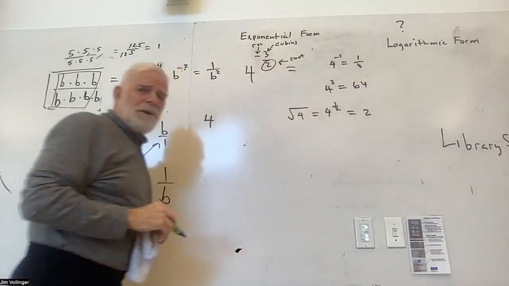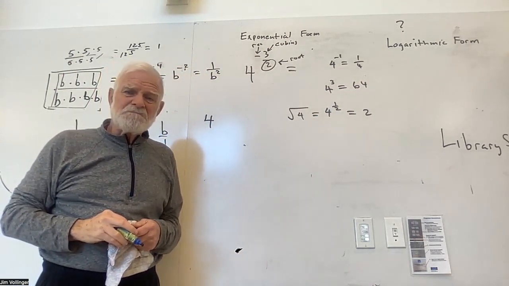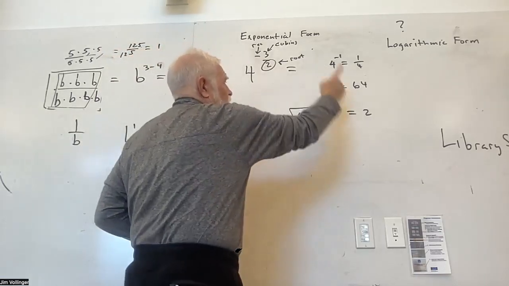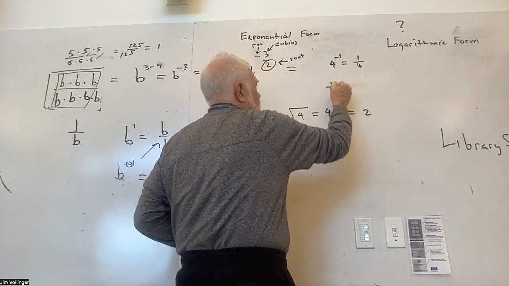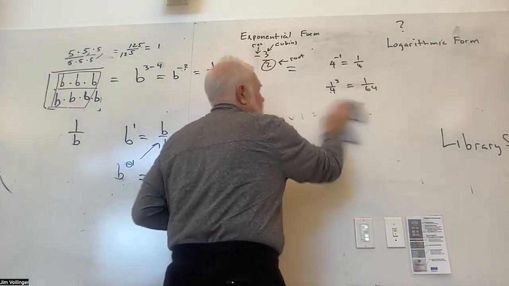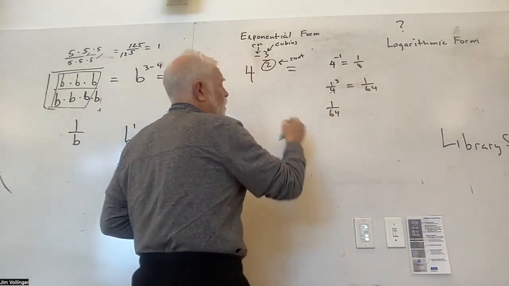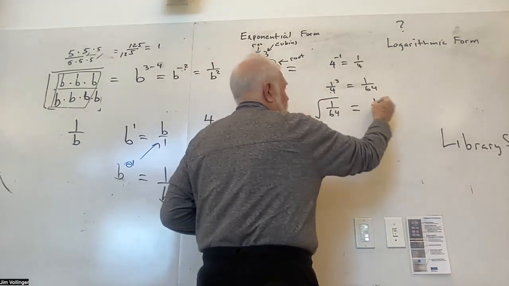Now, the interesting thing about these operations, it doesn't matter which one you do first. We'll do them all 3 different ways. So we'll start here, 1/4, and then we're going to cube 1/4. Okay, we'll take 1/4 and we'll cube it. Well, that's 1 over 64. And then we'll take 1 over 64, and we will square root it. And if we square root 1 over 64, we get 1/8.